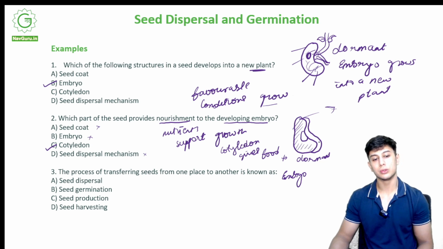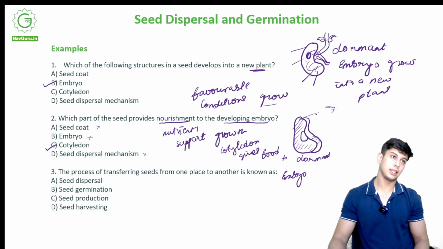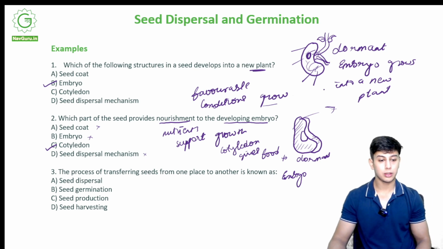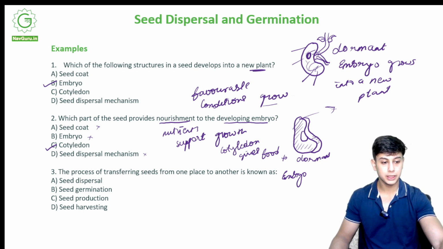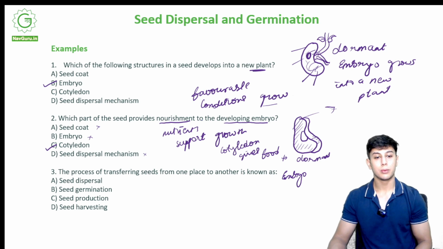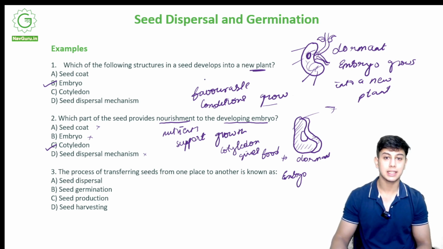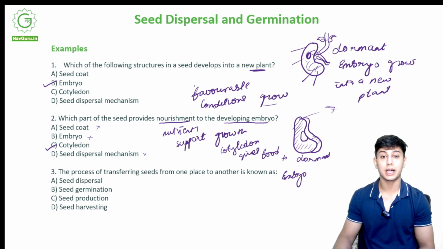They store the food. When we are eating kidney beans, rajma or peas, what happens is we are utilizing that energy that is stored for the embryo. We are eating that food as carbohydrates.